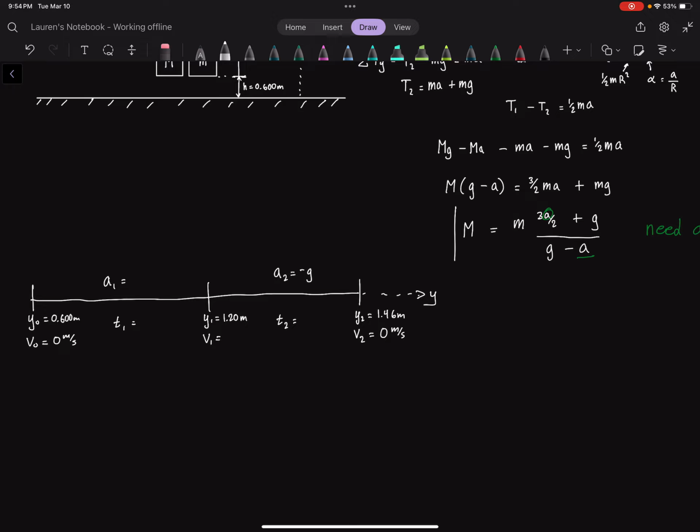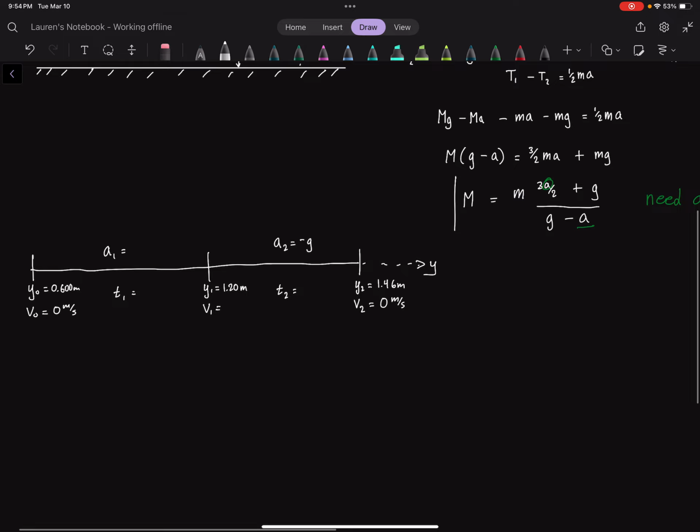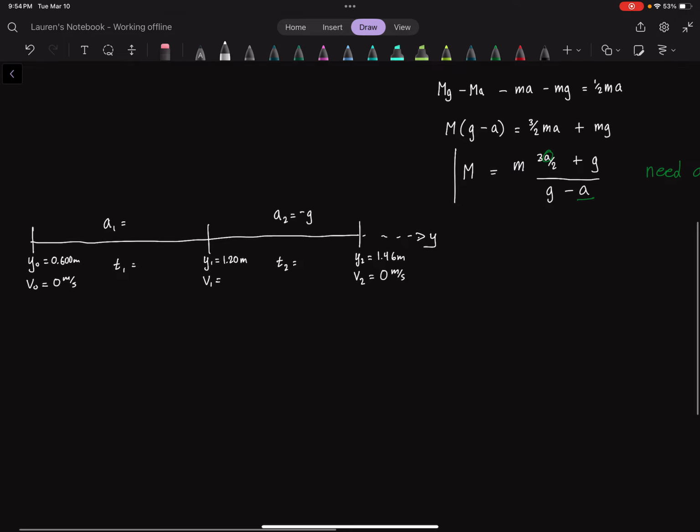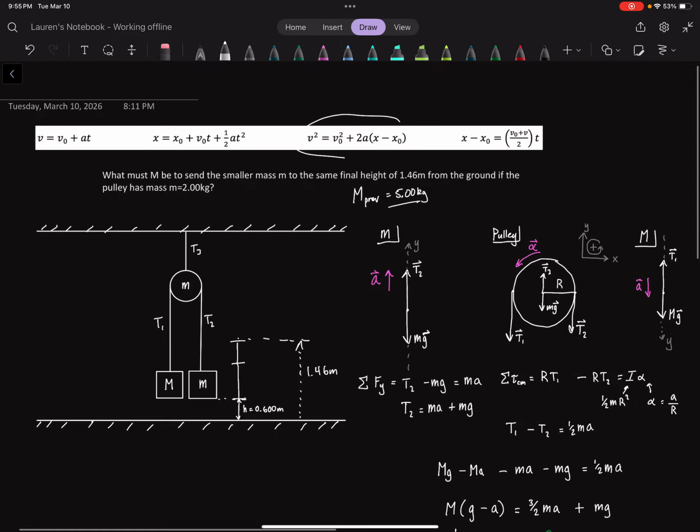That would be nice to know, because if we can solve V1, then we have one less unknown for segment 1, and we don't know nor care about T1 and can solve for A. So let's go ahead and do that. We want V1, and we don't know nor care about T2. Looking at the second segment, we need to use that constant acceleration equation that does not contain T.